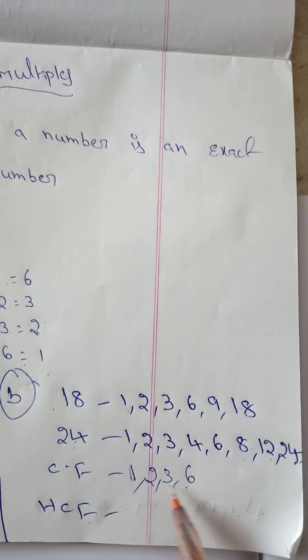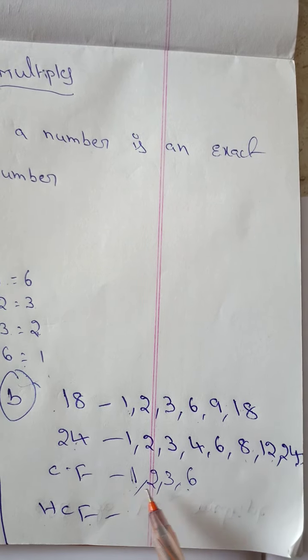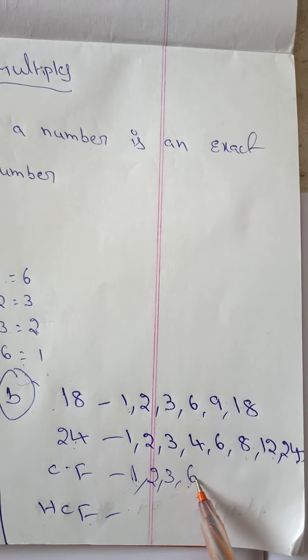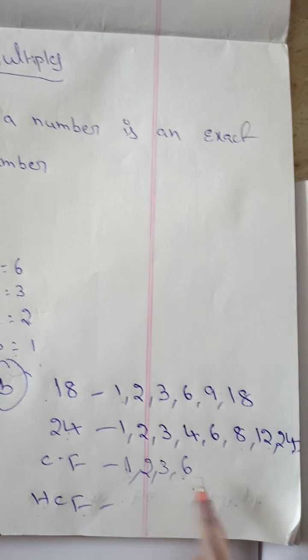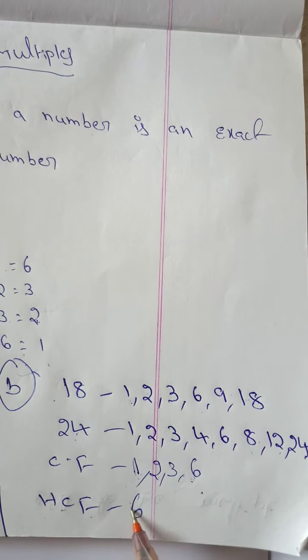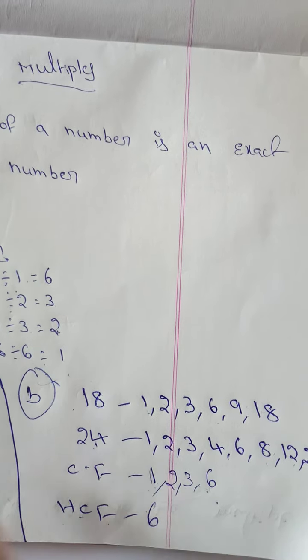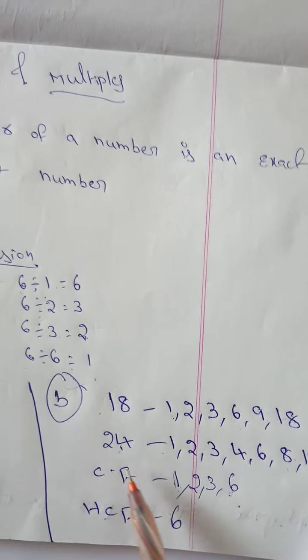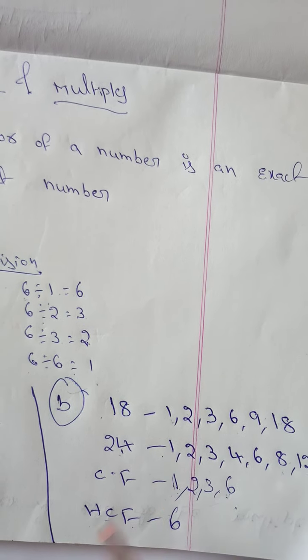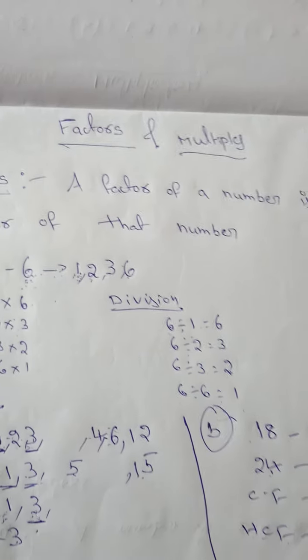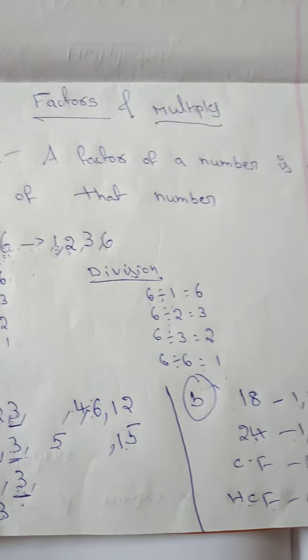Now given the common factors, what is the highest common factor? 1, 2, 3, 6. So what is the greatest number here? 6. So now 6 is the highest common factor of 18 and 24. Yes children. So this is the way of finding the highest common factor. One more method is also there, using the prime factorization method and the division method. So that is for the next classes.